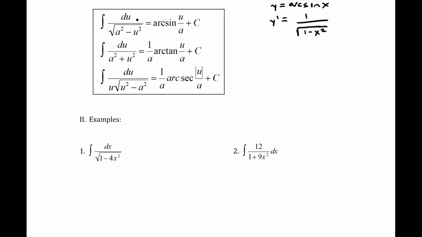And so one of the things that I do to start this is I say, okay, well if this is in the form du over the root of a squared minus u squared, let's note what our u is. And you can see that if this is a squared minus u squared down here, if u squared is equal to 4x squared, then u would be equal to 2x. And if a squared is equal to 1, then a would be equal to 1.